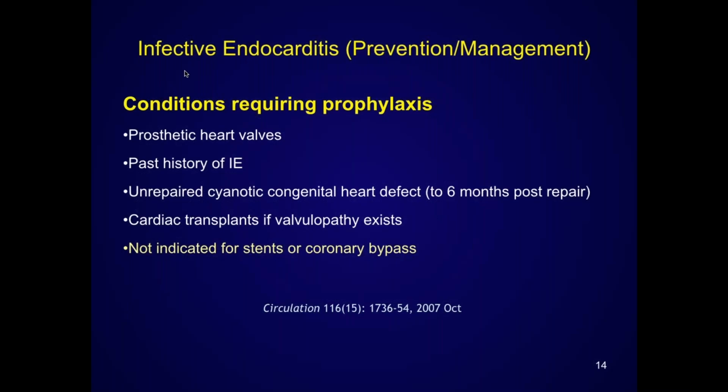There's only 4 things you need to know about for infective endocarditis, and that's going to be folks who have a prosthetic valve, somebody who's had endocarditis in the past, somebody who has an unrepaired or recently repaired cyanotic defect, or somebody who's had a heart transplant if there's a valvulopathy. All the other stuff, mitral valve prolapse, mitral valve prolapse with regurgitation, some of the cardiomyopathies, those are not indications for prophylaxis anymore. So it's only these 4 things that you need to premedicate for.